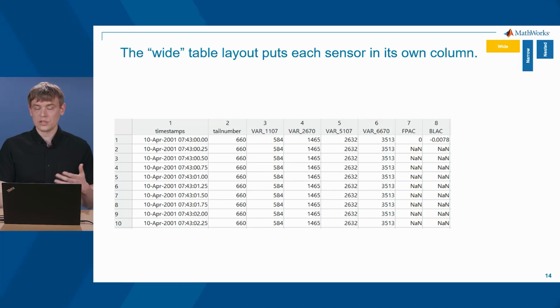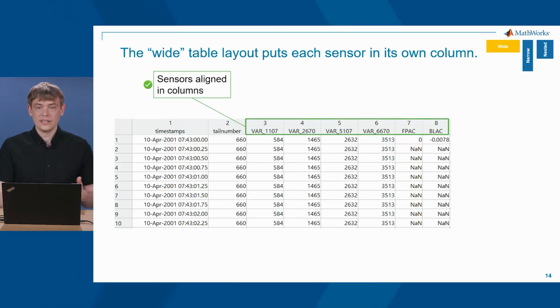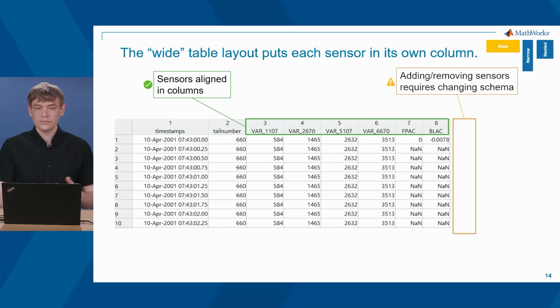The wide format is the most familiar to engineers. Each timestamp is a row. There's some metadata like the plane's tail number, and then the various sensors. The big pro of this format is having each sensor in its own column makes the analysis code very easy to write. In fact, many of the functions that operate on sensor data expect it to be in this format before you pass it to the function.